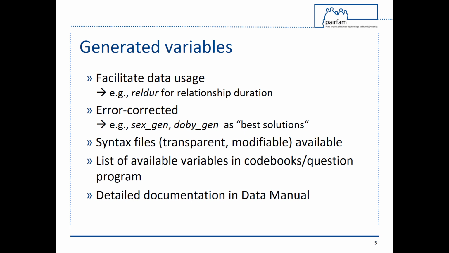Due to data protection measures, the syntax for some generated variables cannot be released. For example, the generation of the variable isco, which classifies occupations. A list of all available variables can be found in the anchor and altery codebooks, as well as in the question program. More detailed documentation concerning generated variables is available in the data manual.